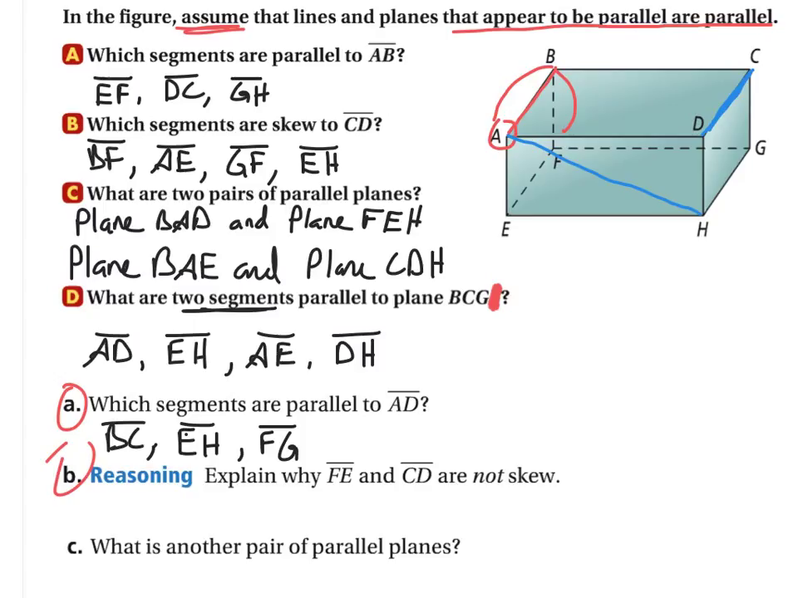Please make sure you are using proper symbols to name these things. You cannot just put B and C and call it done. BC means the distance from point B to point C, whereas BC with the line or bar across the top is talking about the line segment. So make sure you're talking about the proper thing.